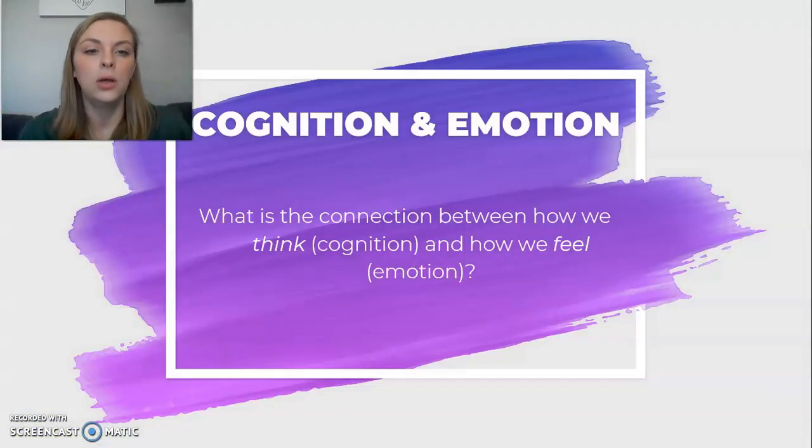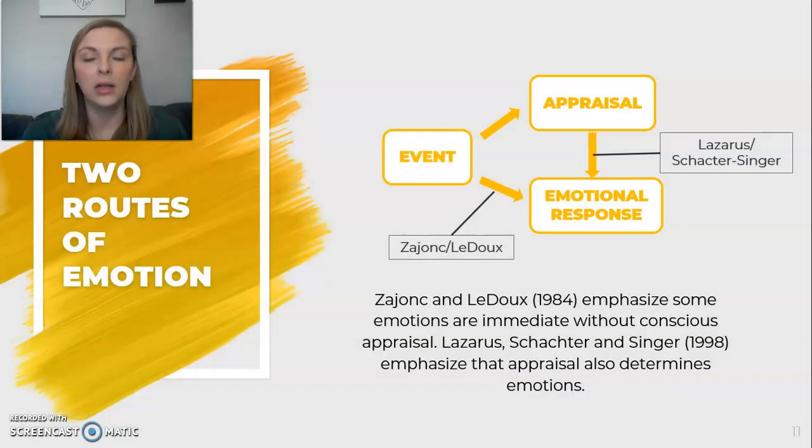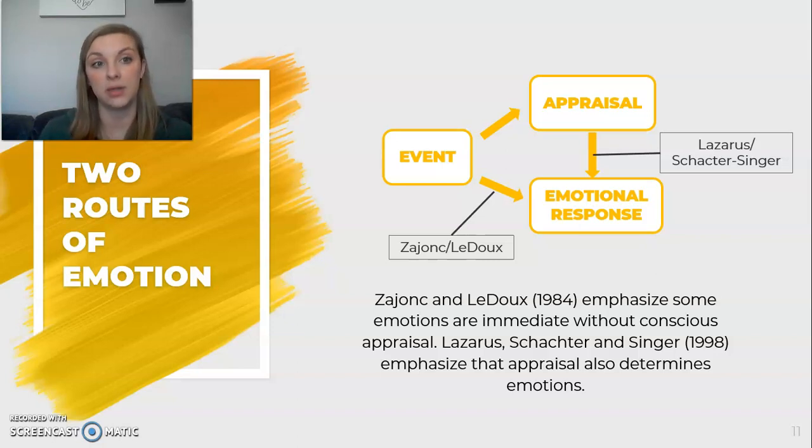Okay, so what is the connection between how we think and how we feel? What's the connection between these two? Well, we're going to look at it, okay? So we're going to look at these different theories. Now, all of these different theories are kind of bringing in the idea that we do need to think about things. We need to have some sort of cognitive appraisal of a situation. Now, when you make an appraisal, it means you're making some sort of judgment about the situation, okay?